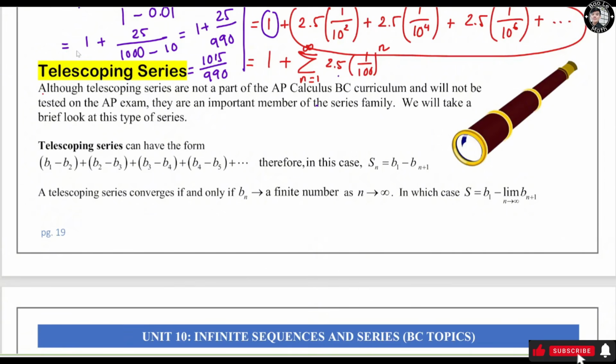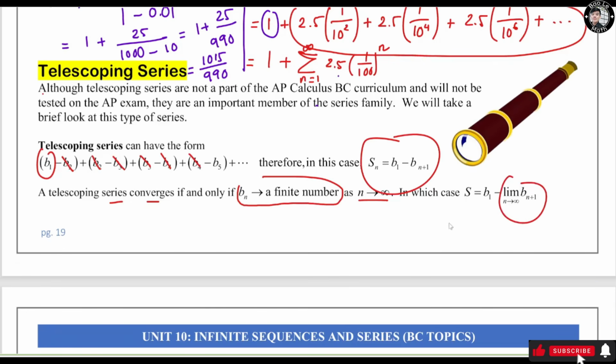Now let's move on to the next one, telescoping series. Telescoping series can have the form b1 minus b2 plus b2 minus b3, etc. So you see that all the terms inside cancel out. You're going to have the first and the last term only. Now a telescoping series converges if and only if b sub n approaches a finite number as n approaches infinity. So you're going to take the limit of the final terms right here.